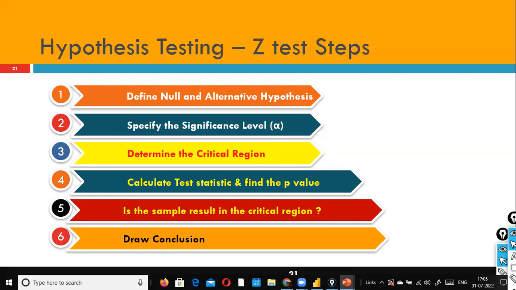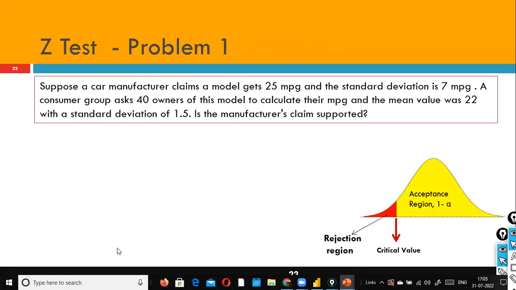Forget about all these steps. At the very beginning, when you learn hypothesis testing, it is difficult to remember all these steps. When I start with the problem statement and walk you through the solution, you'll be able to understand all these steps practically.